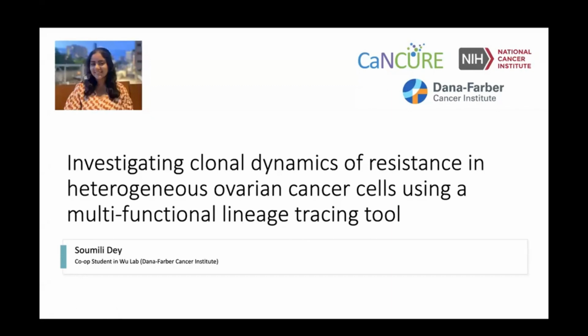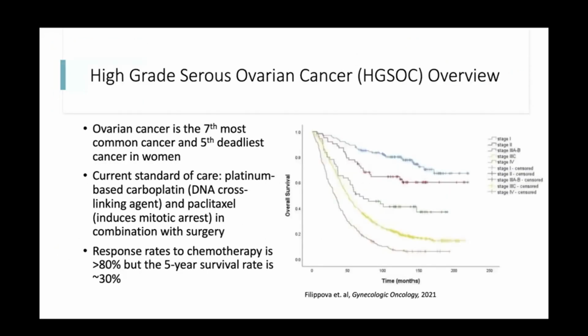Hi everyone. My name is Soumili, and I'm a co-op student at the WU Lab at Dana-Farber Cancer Institute, and I'll be discussing my CaNCURE project on investigating clonal dynamics of resistance in heterogeneous ovarian cancer cells using a multifunctional lineage tracing tool. Ovarian cancer is the 7th most common cancer and 5th deadliest cancer in women.